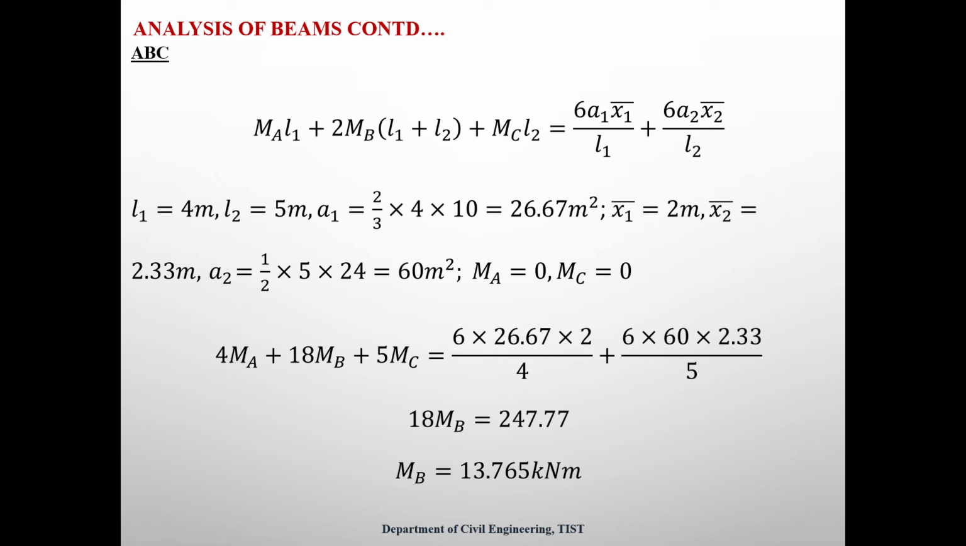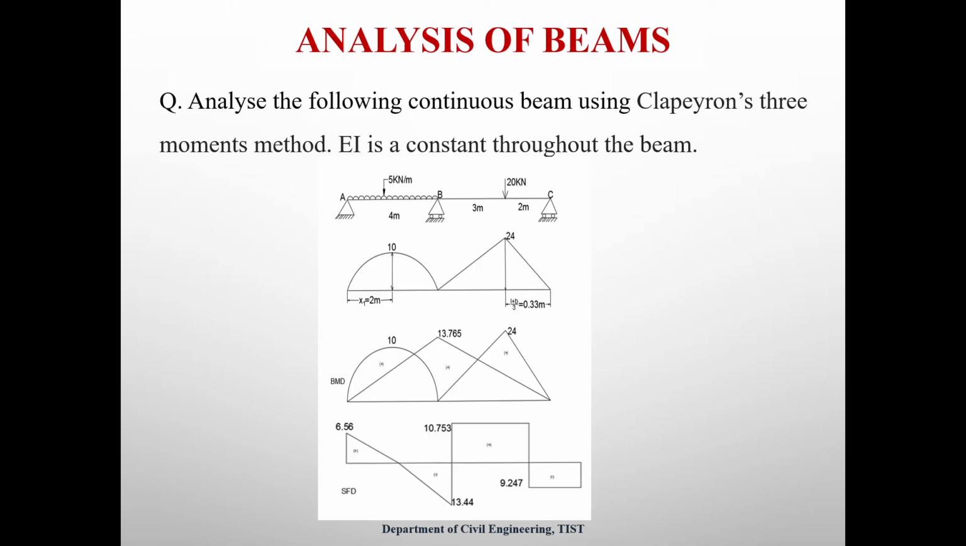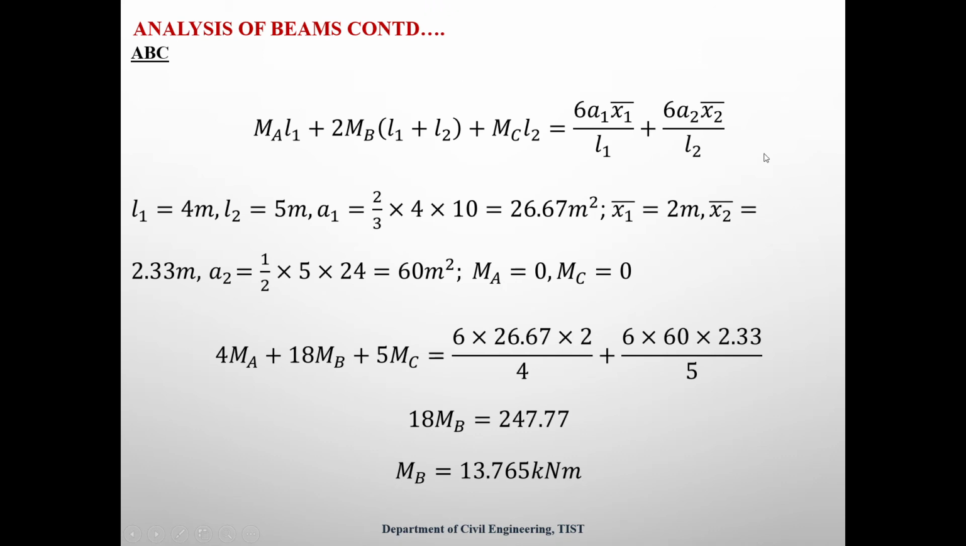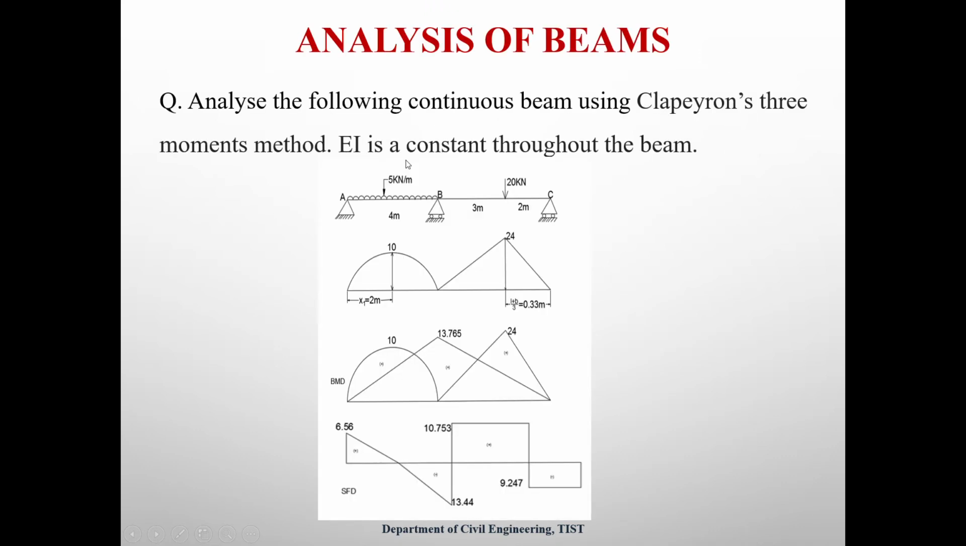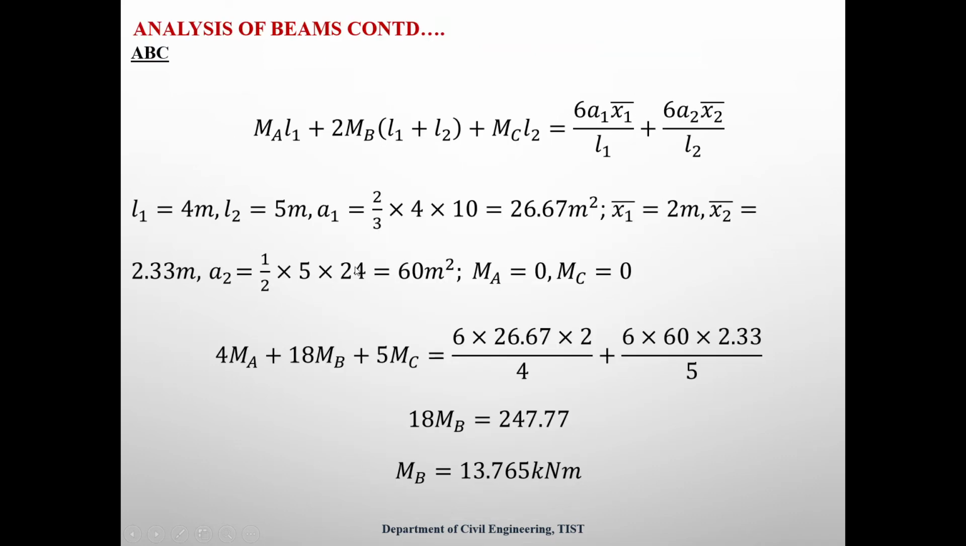The three moment equation is applicable only for two consecutive spans. So you can consider A, B, C. In this A, B, C, write the three moment equation. In the three moment equation, as you know, L1 is equal to 4 meter and L2 is equal to 5 meter. L1 means the span length of AB and L2 means the span length of BC. That is L1 is 4 meter and L2 is 5 meter.